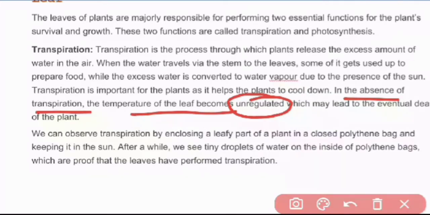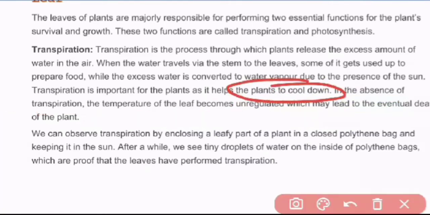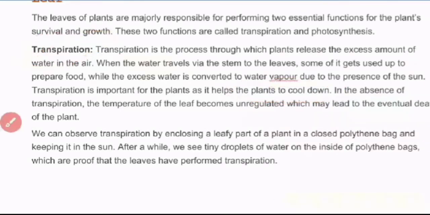All day they are standing under the sun, so they must also be feeling heat. So in that way, transpiration is important for them because it helps the plants to cool down. And what is the meaning of cool down? Cooling down means to regulate the temperature of the plants. So for the regulation of the temperature of plants, the cooling down is very important. So that cooling down is done by what process? By transpiration.